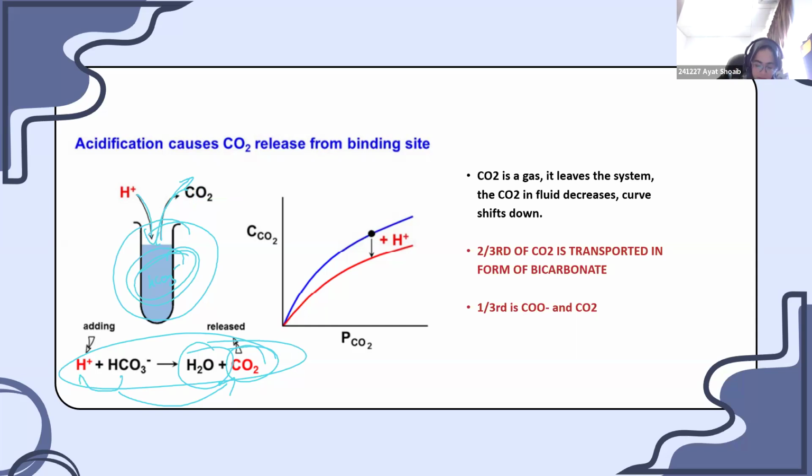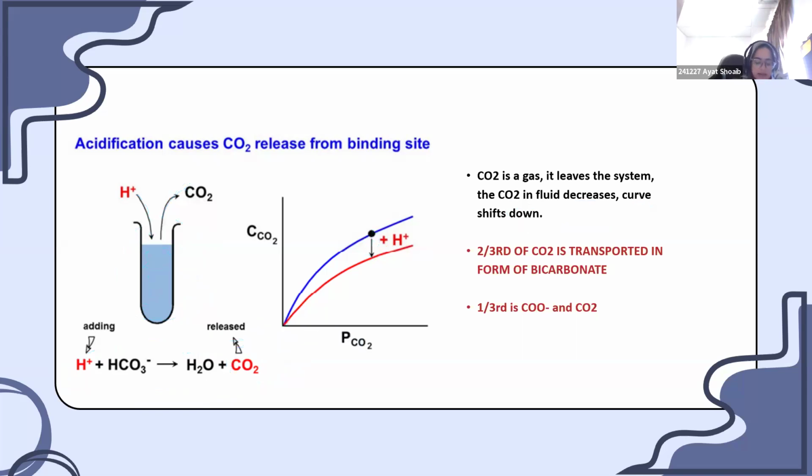So then the curve shifts downwards. I think in the old PPT, it said right, but it's down, okay? CO2 is a gas, it's going to leave the system, and CO2 in the fluid decreases, and the curve shifts downwards, okay? You can see the curve is shifting downwards. It's still starting at the same point. It's not shifting here. It's just going down. Okay? And this is so important. This is very, very important because I remember, I think we had this in the exam as well.